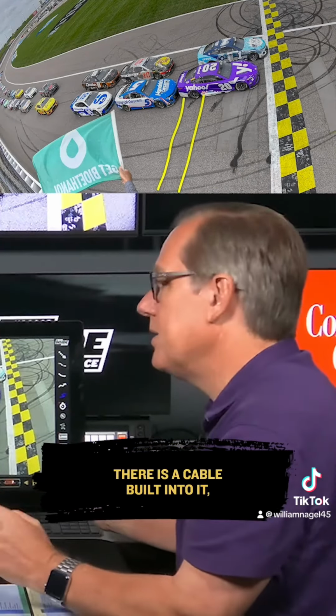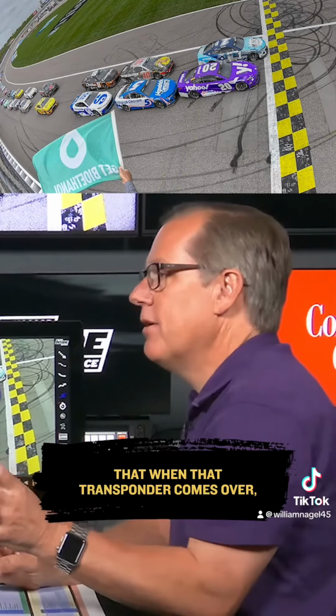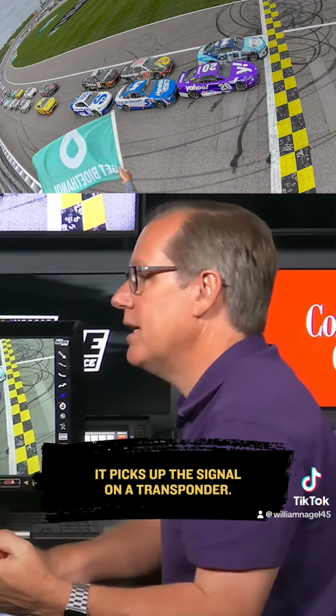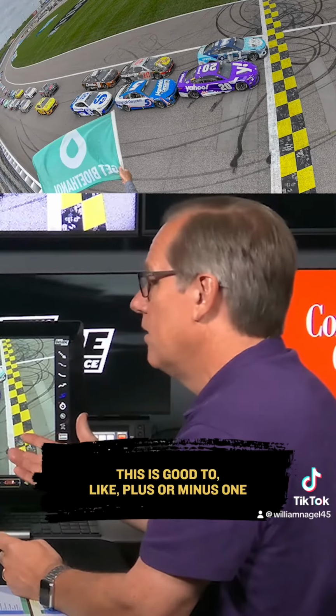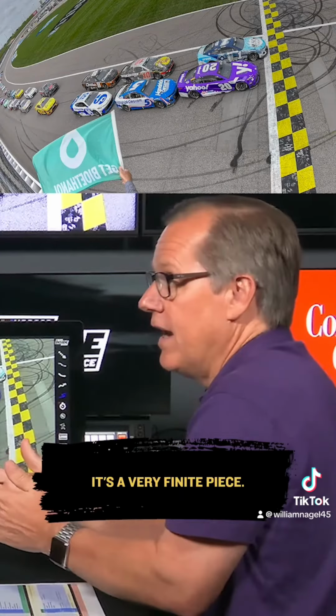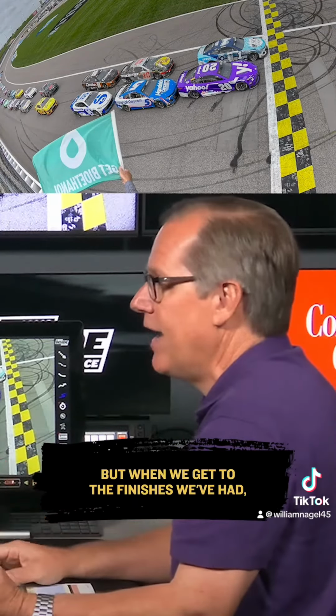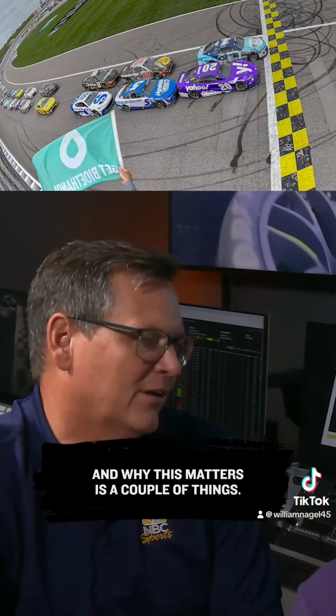There's a cable built into the racetrack that when that transponder comes over, it picks up the signal on a transponder. They say, as we talked about it, this is good to like plus or minus 1.5 thousandths of a second. Yeah. It's a very finite piece. But when we get to the finishes we've had, this doesn't carry through to what we need. And why this matters is a couple things.